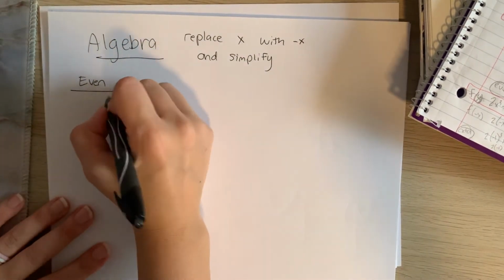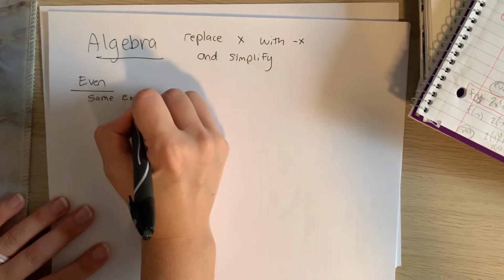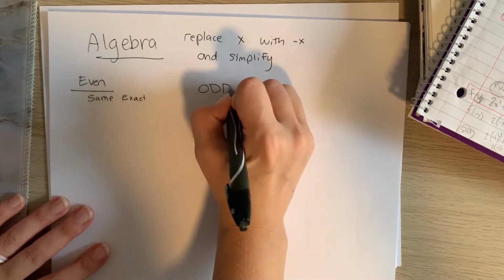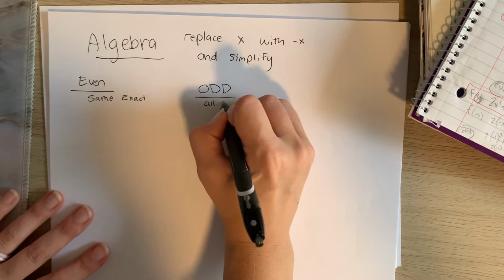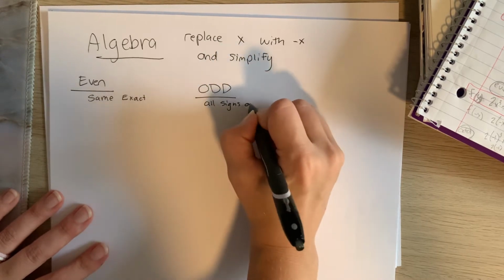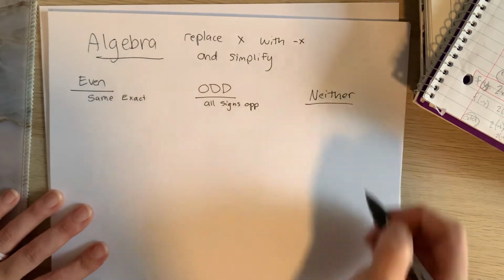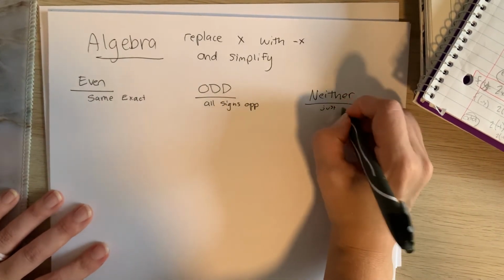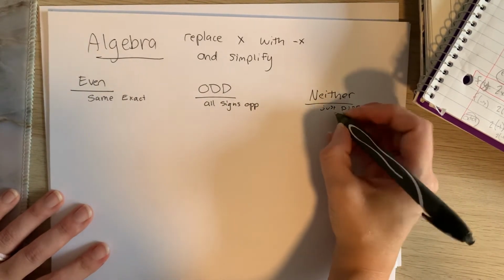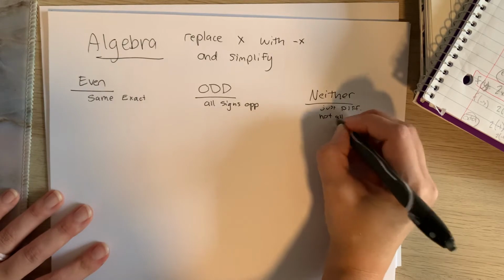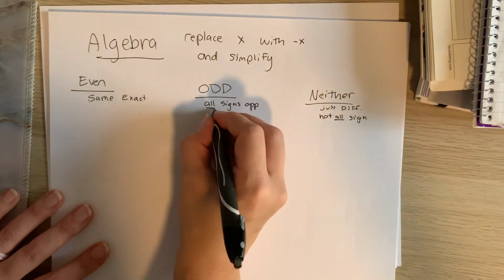It is even if you end up with the same exact function afterwards. It is odd if you end up with all the signs opposite. And it's neither if you get anything else, if they're just different. If only one sign changed, it is neither. It has to be all the signs changed to be odd.